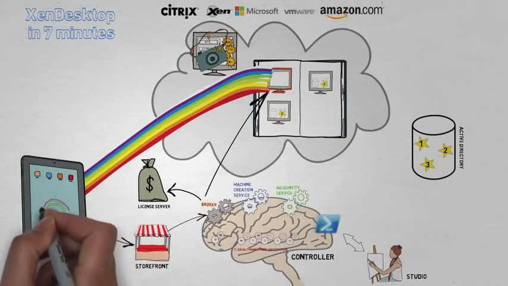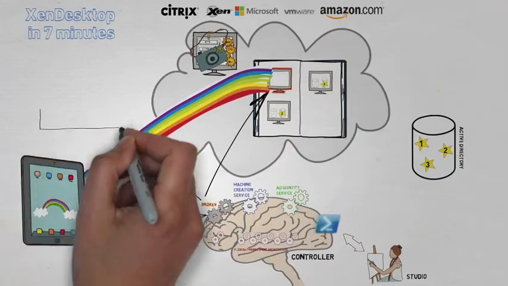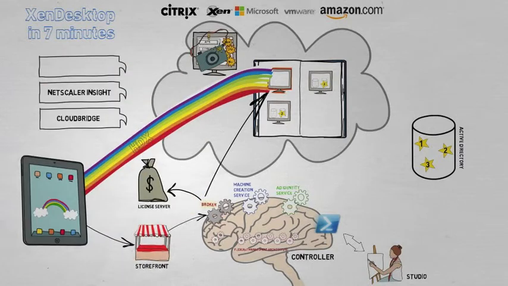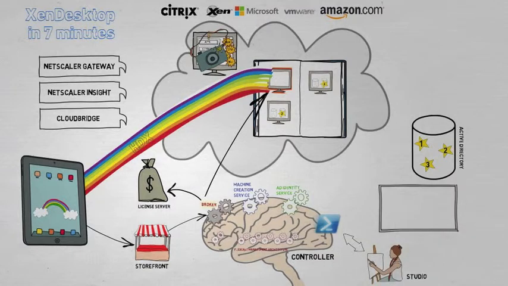The HDX protocol itself is layered, and inside it are virtual channels. CloudBridge, NetScaler Insight, NetScaler Gateway all inspect at different levels to provide acceleration, analysis and security. The administrator can then monitor and manage her XenDesktop site and end-user connections on a day-to-day basis via Director, a web-based management console.